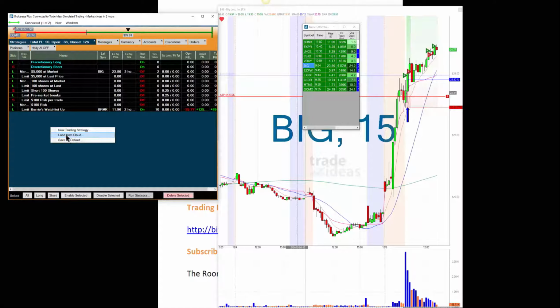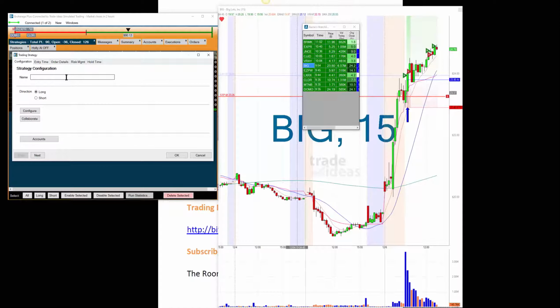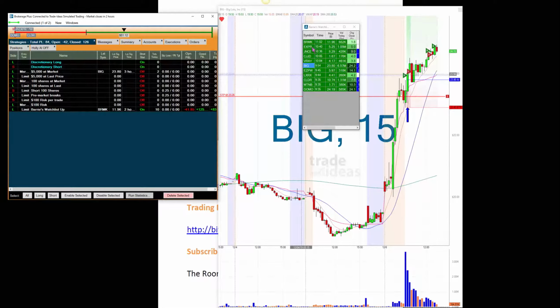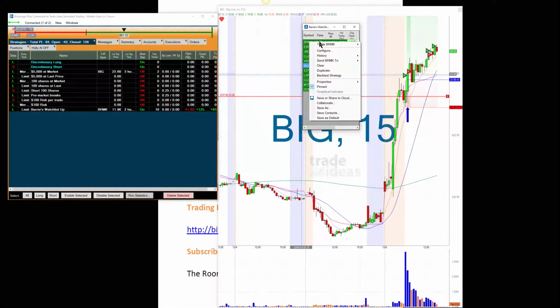To set up one of these, I loaded it from the cloud because I already had the backbone of a strategy. But I could always just click on new trading strategy and create it from scratch. Give it a name, long, short, and go through all these tabs again, fill in as much information as I want, say okay, and then when I do that, this would appear over here. It would appear right there.